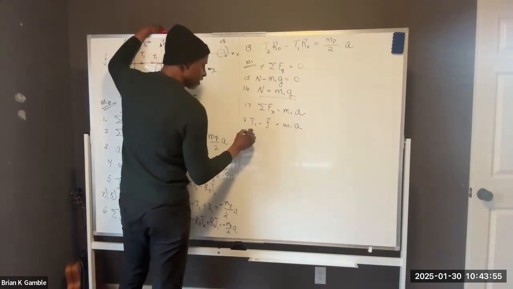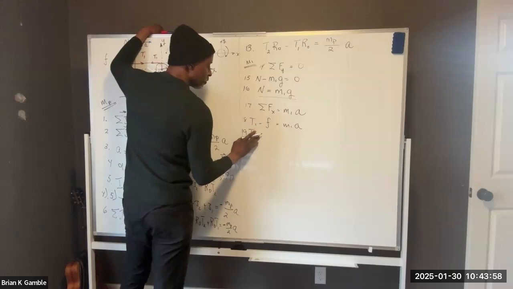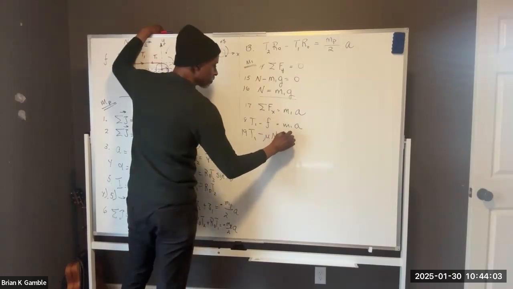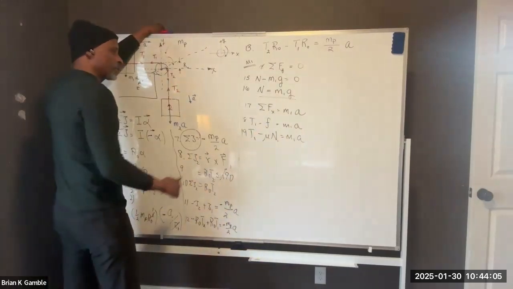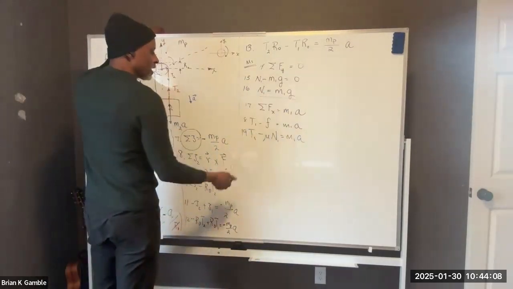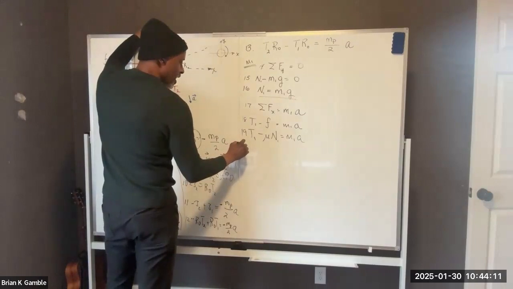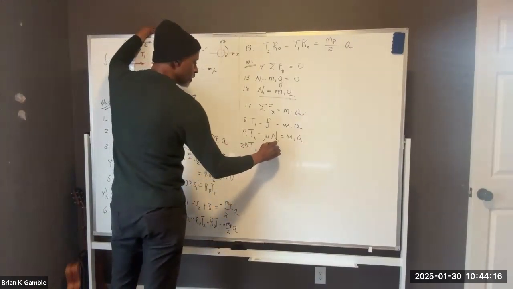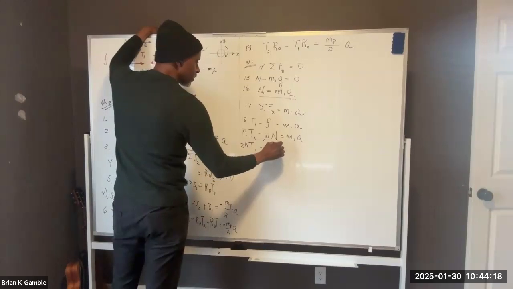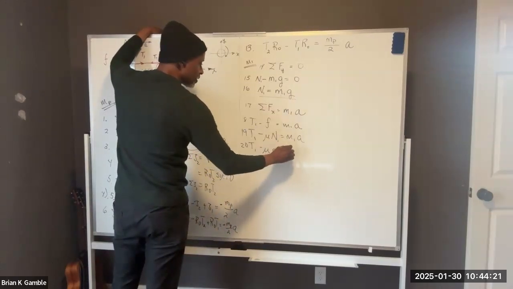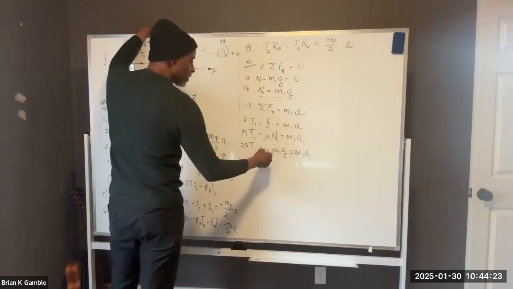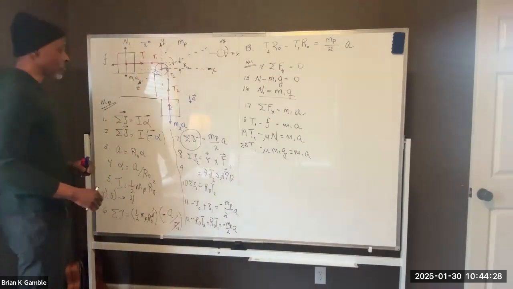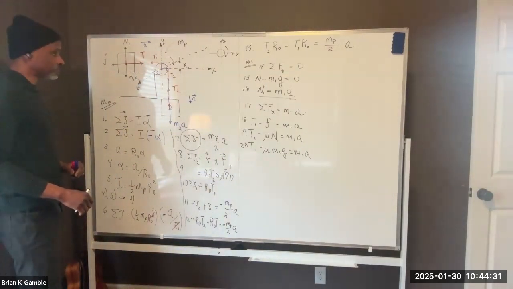F, by definition, is equal to mu times the normal force. But from the earlier equation, I've already determined that the normal force is M1G, so I can substitute that in. So what I have is T1 minus mu M1G, the normal force, equals M1A. And that's as far as I can go with block one.